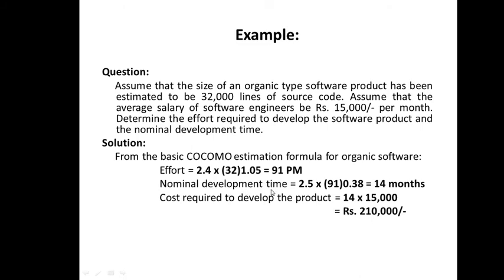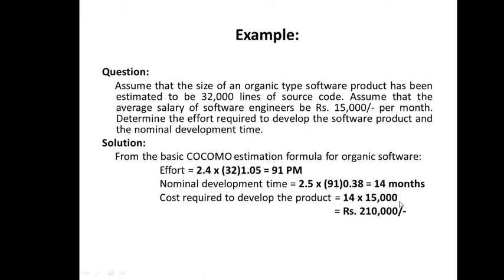Now development time is B1 times effort raised to B2. So B1 is 2.5, effort is 91 raised to the power 0.38. So it comes out to be roughly 14 months, right? So remember the unit of effort is person-months and development time is measured in months. Now let's suppose we are supposed to calculate the cost also. Okay. So how to calculate the cost? Cost is calculated from the total duration, the development time, and for that development time, how much salary you are giving to the development team members? Say 15,000 per month.